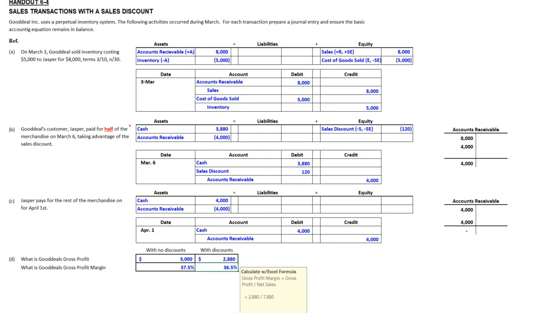So notice, when we offer our customers discounts for paying early, we get the cash sooner, we accelerate collections, but it reduces our overall profit margins.